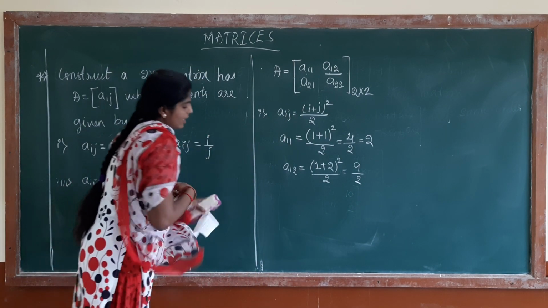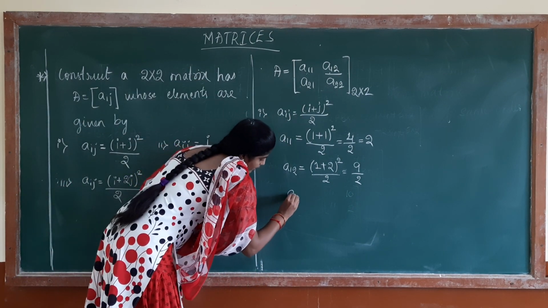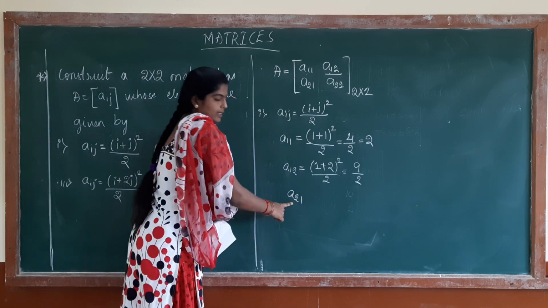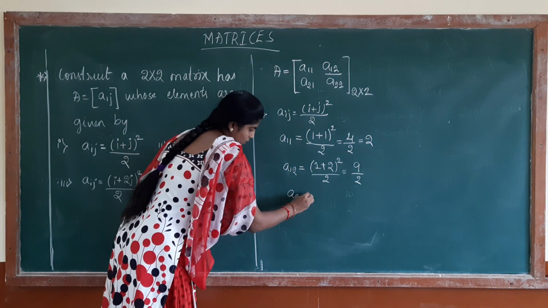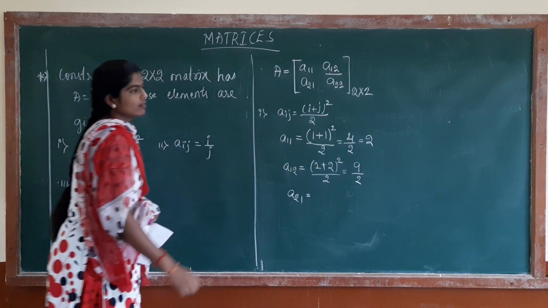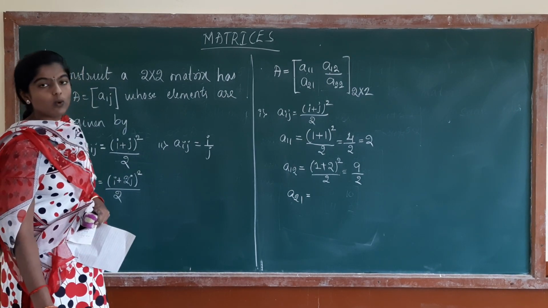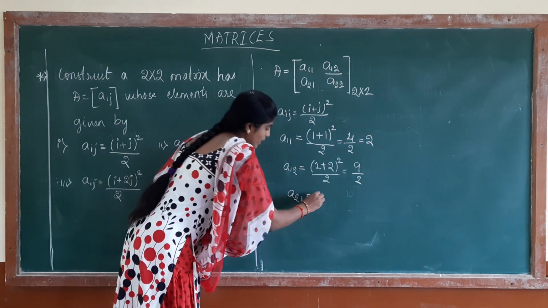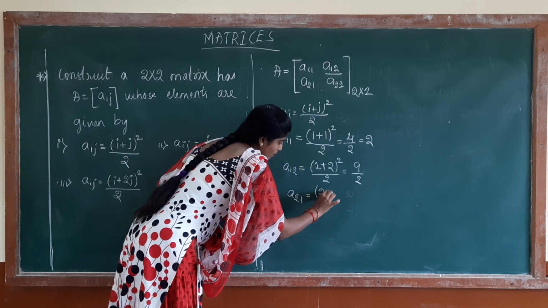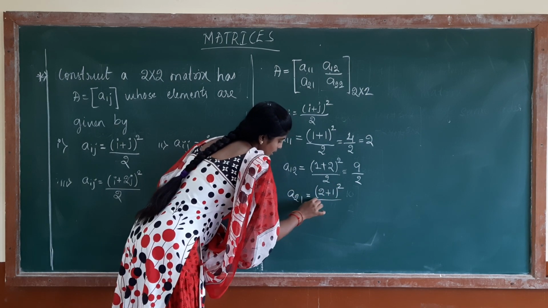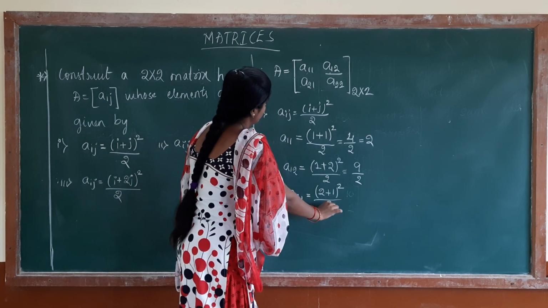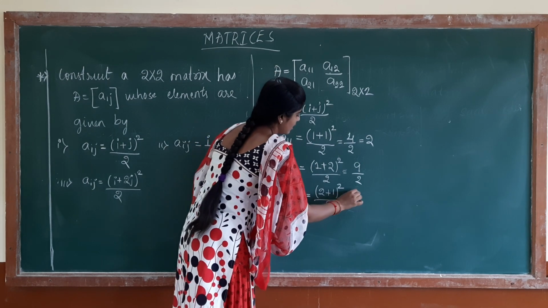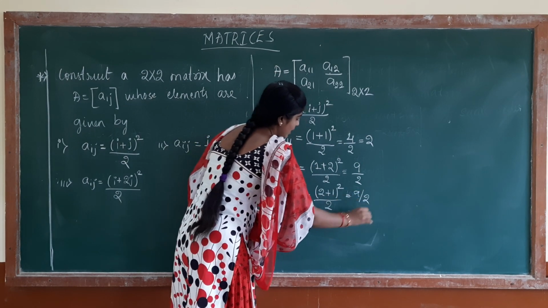Similarly A21, it represents the second row, first column. So here the i value is 2 and the j value is 1. So it will take the 2 plus 1 square divided by 2. It is also the 9 by 2.